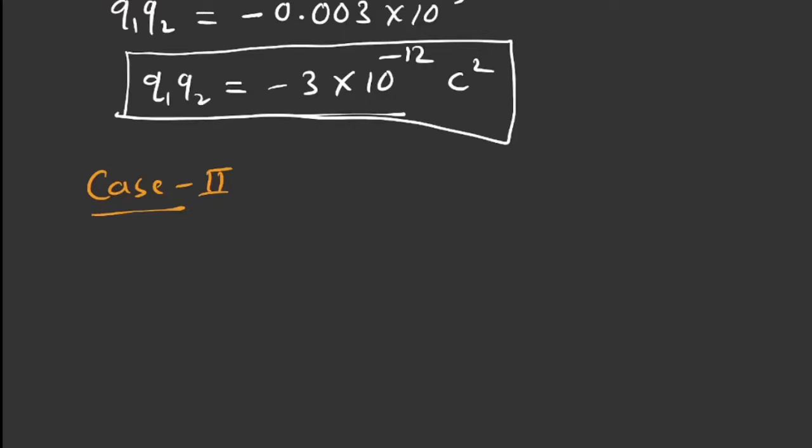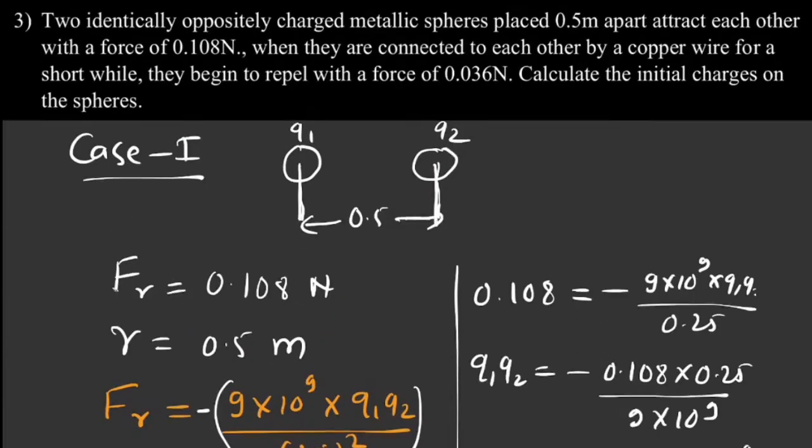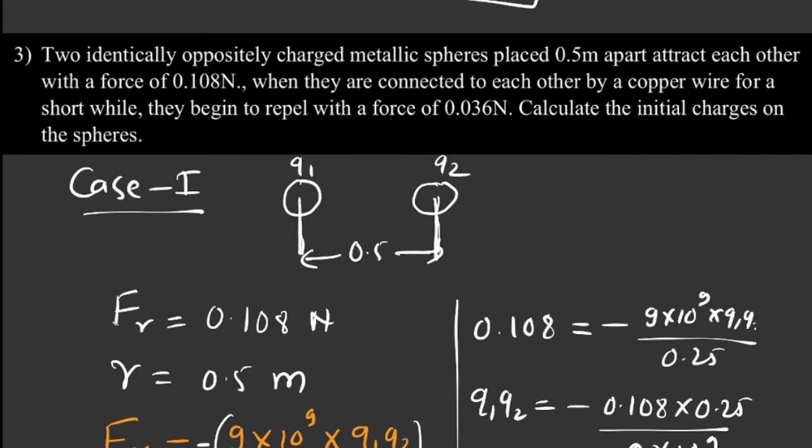Tell me what we did in case 2. See, read the numerical once again. So in case 2, when the spheres are connected with a copper wire for a short interval of time, what happens when they are connected with the copper wire?